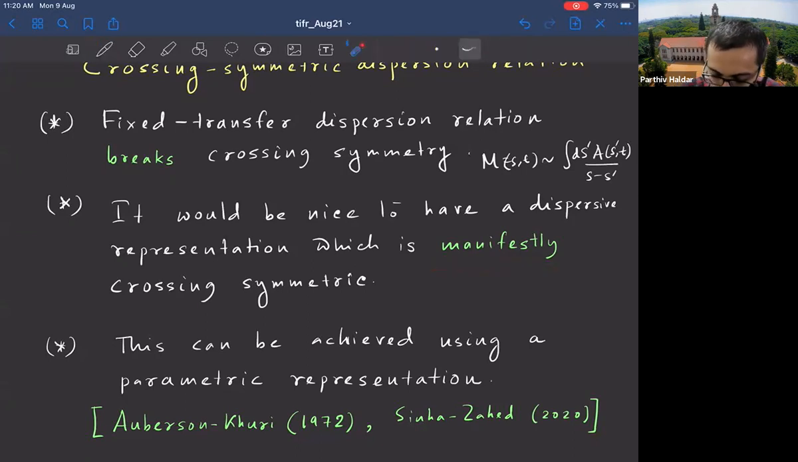Meaning it can have a kernel, because essentially it's an integral transform. You try to obtain a kernel which is manifestly symmetric under S3. This can be achieved using what you can call a parametric dispersive representation, which was first worked out in an old paper by Auberson and Khuri. It's a very little known paper with very few citations, which was recently revived in the modern context and applied in the EFT context by a PRL paper by Sinha and Zahed and Nima Arkani-Hamed.